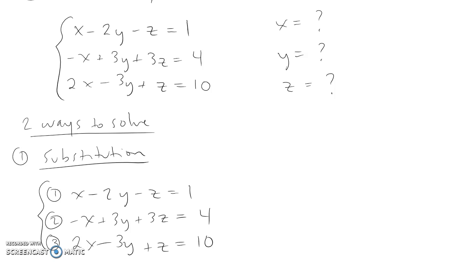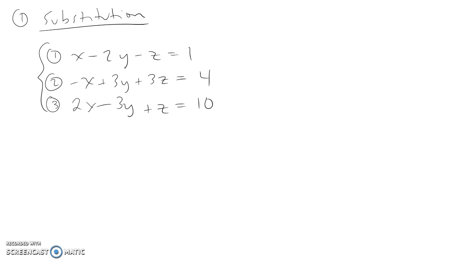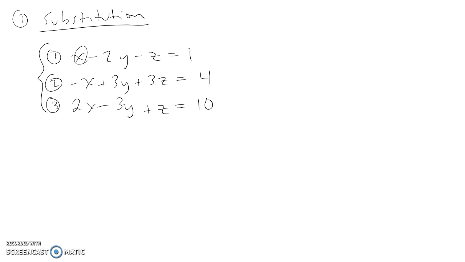Okay, so how do we do this by substitution? Well, we're going to take one of the equations, and I'm going to start with equation 1, and solve it for x. Why do I choose equation 1? Well, because I see that x doesn't have a coefficient here. It looks like it would be really super easy to solve. So if I take equation number 1 and solve it for x, I'm going to get x is equal to 1 plus 2y plus z.